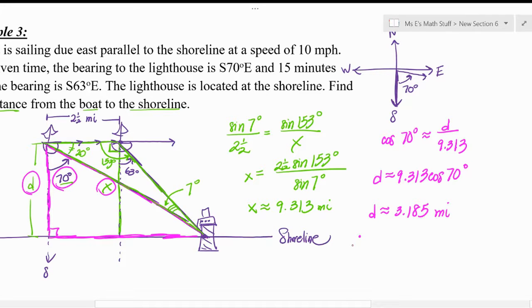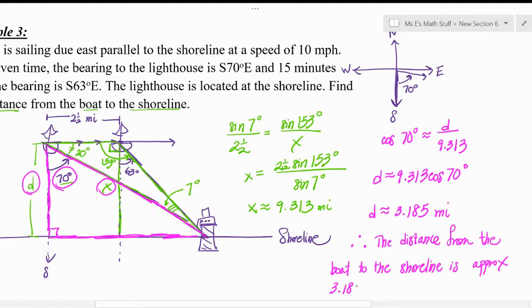Remember, story problems deserve story answers, so a little sentence to sum it up. We would just say the distance from the boat to the shoreline is, remember the word approximately to show that you did round it just a little bit, 3.185 miles.